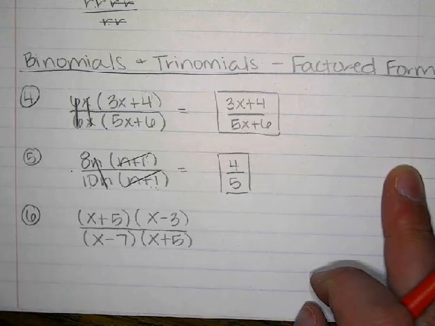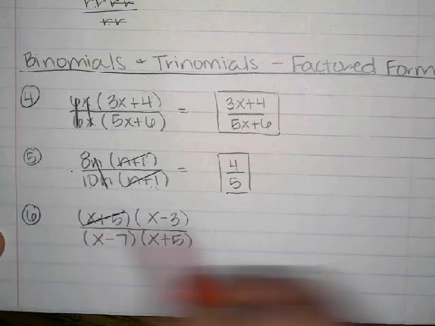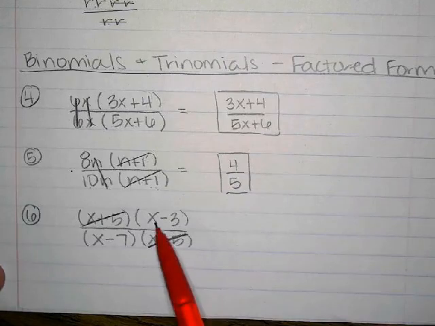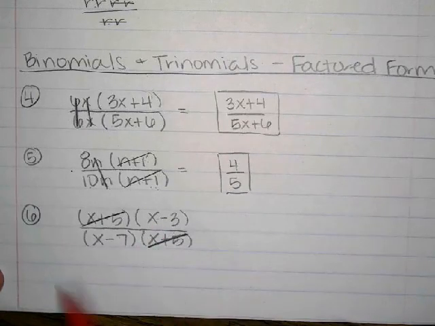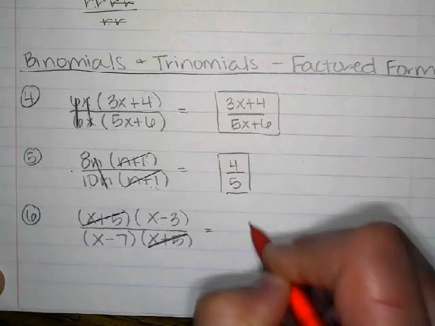So what do you guys notice? Do we have any identical parentheses? Yeah, we can cancel out the x plus 5 on the top, x plus 5 on the bottom, and then we have some parentheses that are left over, and those cannot be canceled. Those have to stay behind. So x minus 3 and x minus 7 cannot be canceled, so those are in the final answer.